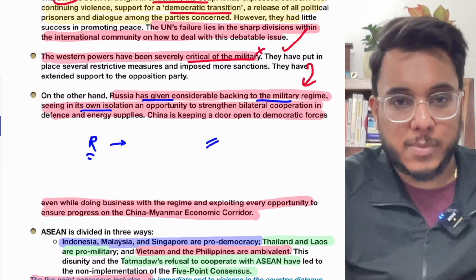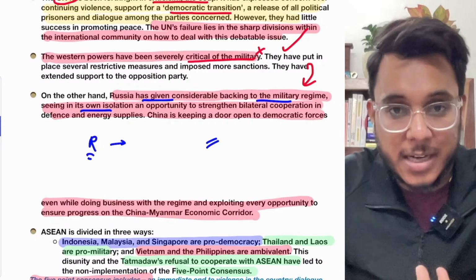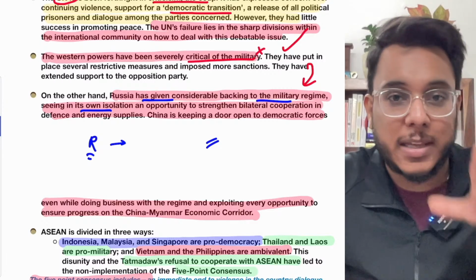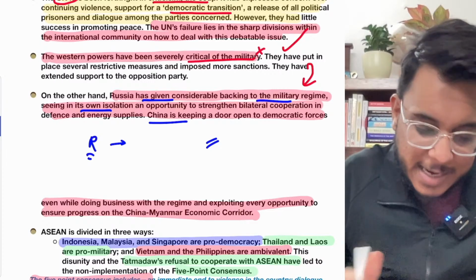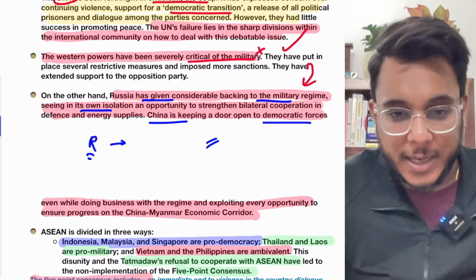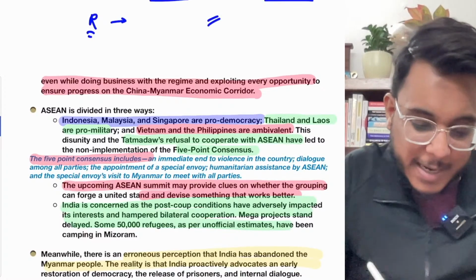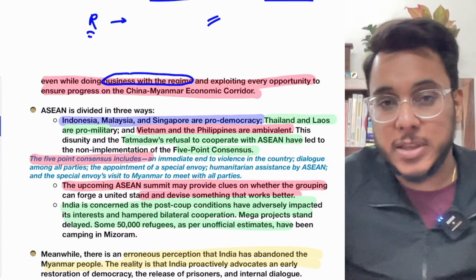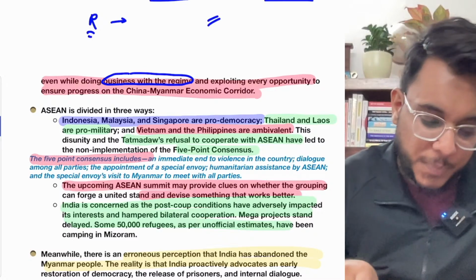Moreover, guys, when we talk about the military in Myanmar, they will be needing weaponry, they need arsenal, they need many such things. So there Russia will provide them the support. Then China. Now China on the face of it says that we are open, that democratic forces should be established, that law and order should be established, but at the same time, China is doing a lot of business with the regime, with the military of Myanmar. So China is also indirectly supporting the military.